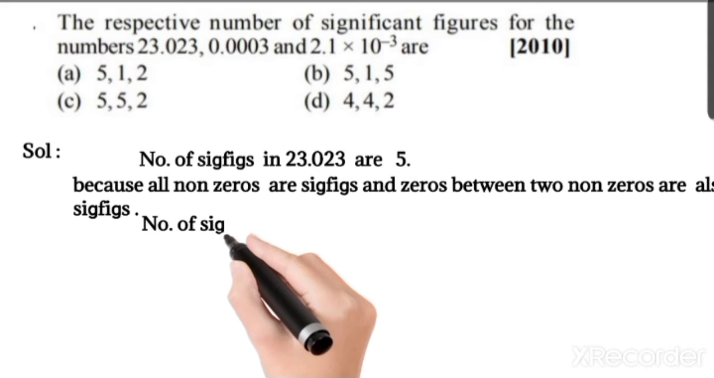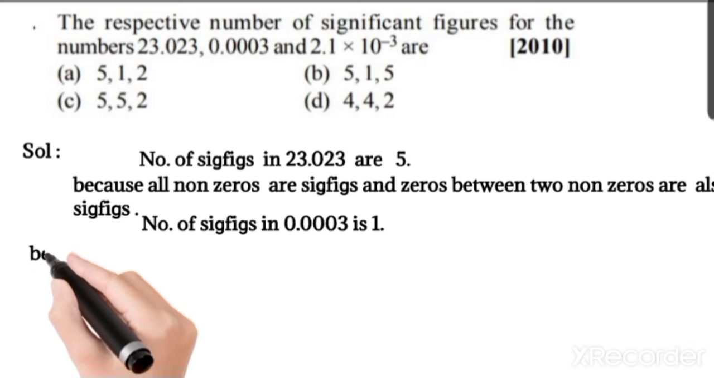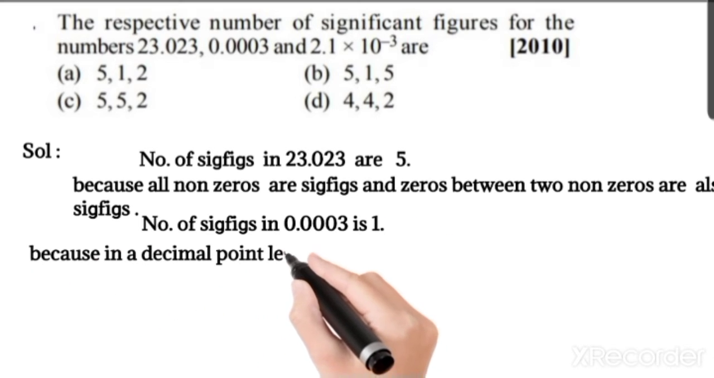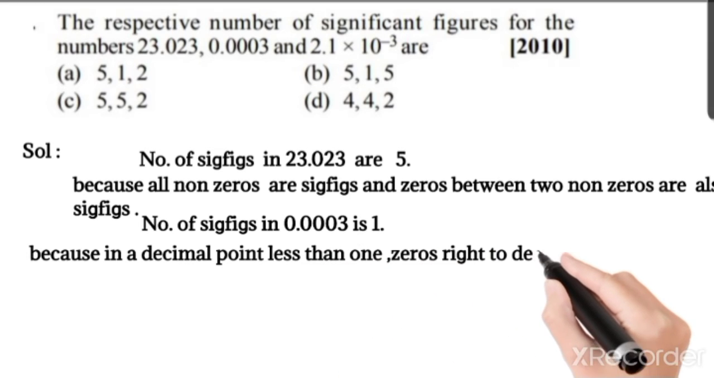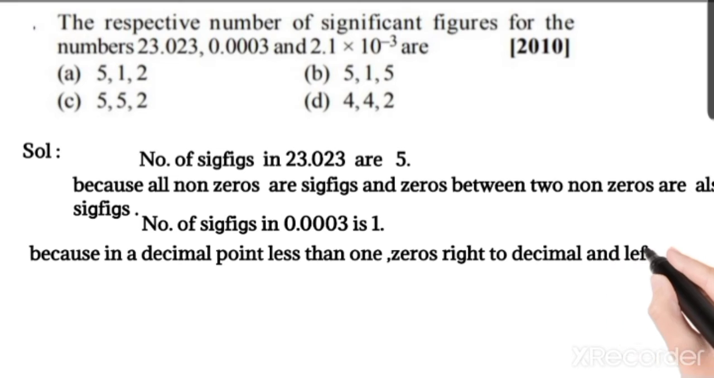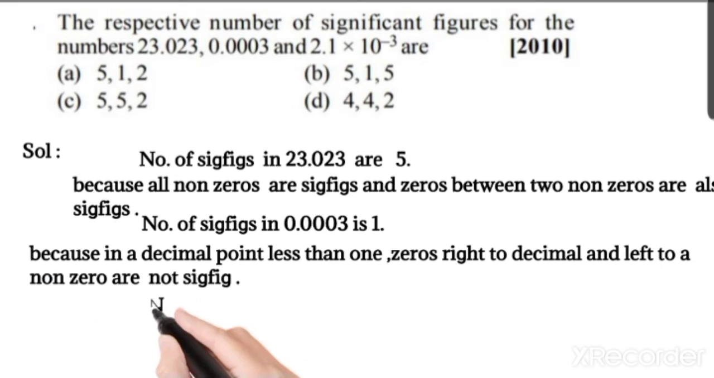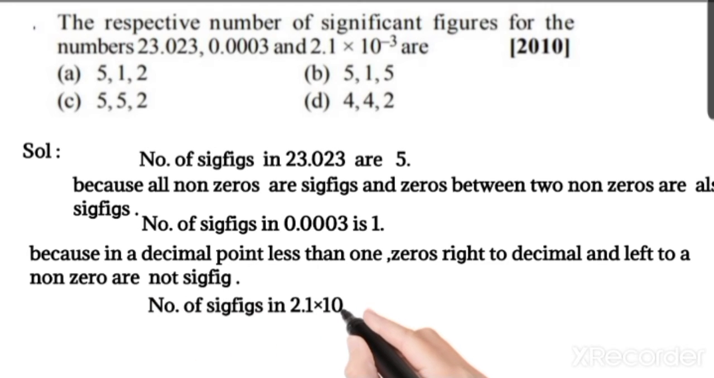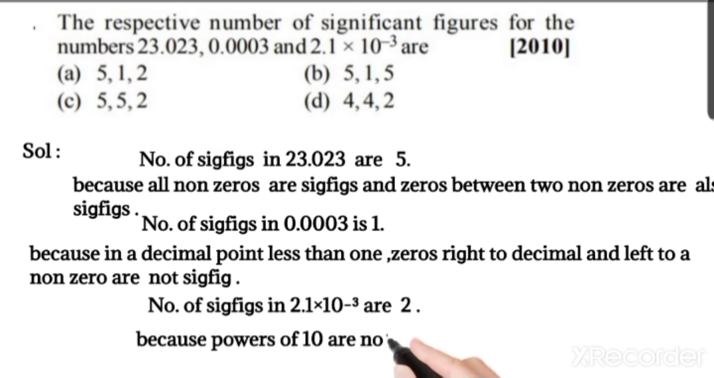In the second case, the number of significant figures is 1. It is because in a decimal number less than 1, the zeros to the right of the decimal and to the left of a non-zero are not significant. In the third case, the number of significant figures is 2, because the powers of 10 are not significant.